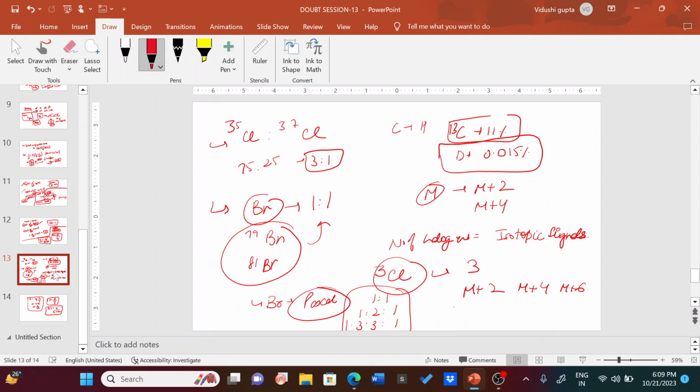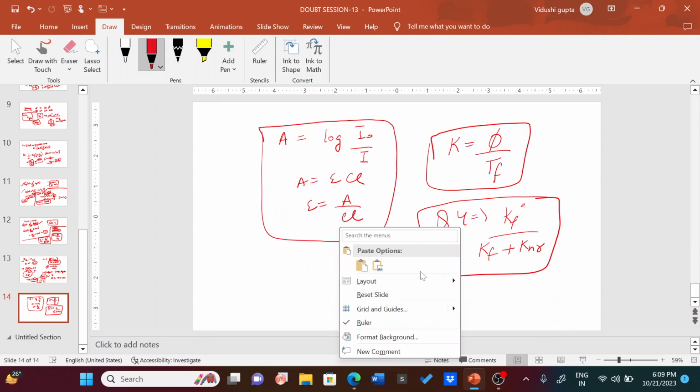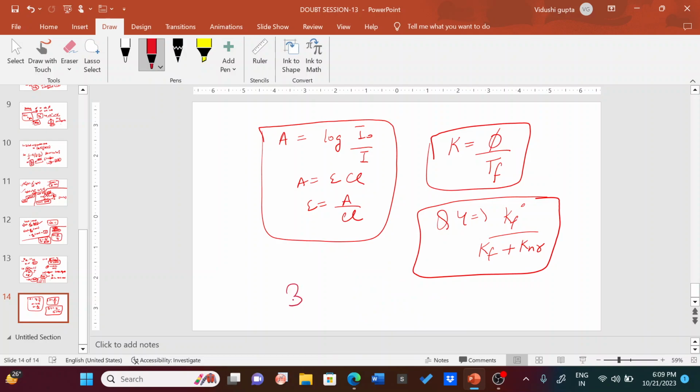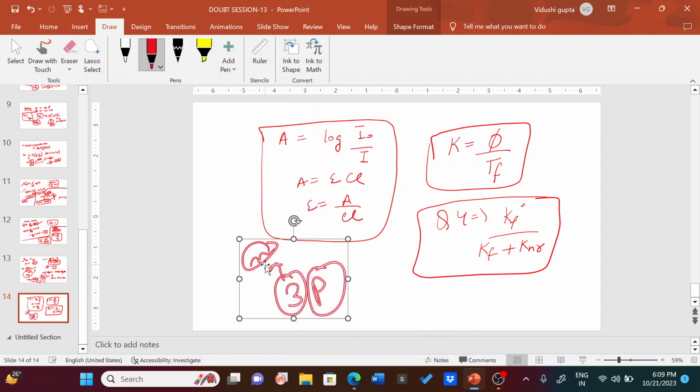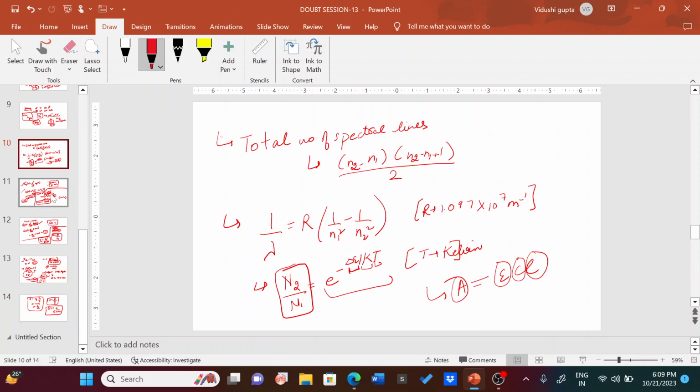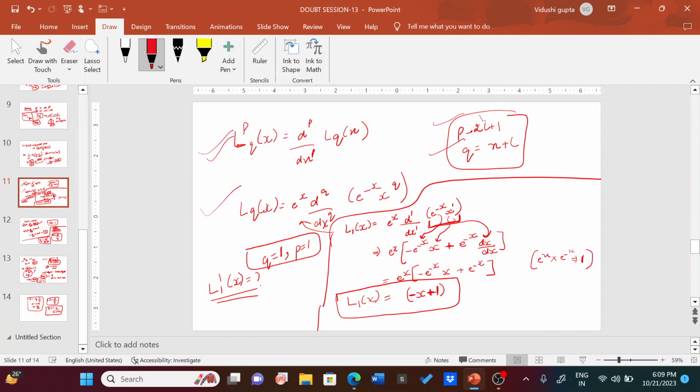Suppose they ask 3p. What's 3? 3 corresponds to the n value, no? And what's p? For p you know the L value. So in terms of that you can calculate for p and d. You know p and q are L plus 1, 2L plus 1 and n plus L. So now you know the value of L, you can easily put the L value and calculate p and q. For q you need both n and L values. So in that way.